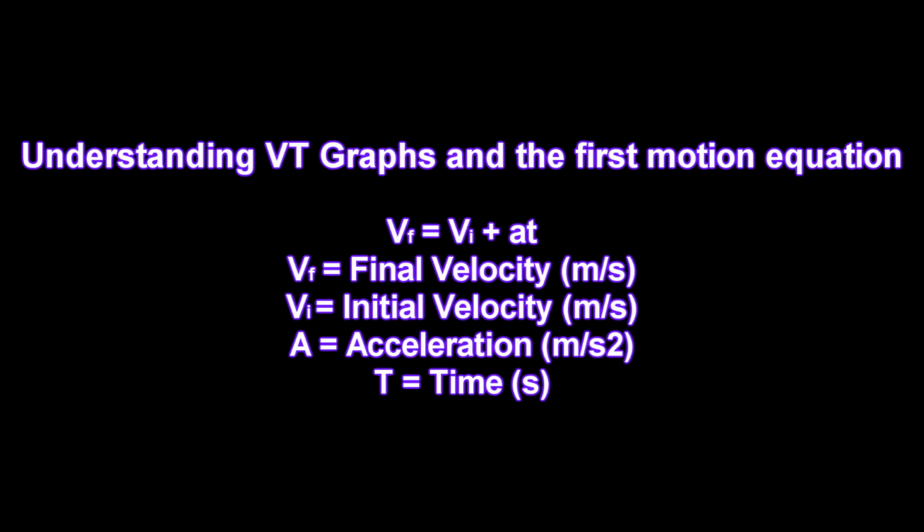Before this next clip starts, I just want to introduce the first motion equation that we use, which is VF equals VI plus AT, where VF stands for final velocity and is measured in meters per second, and VI stands for initial velocity, which also is measured in meters per second. A stands for acceleration, which is measured in meters per second squared, and T stands for time, which is measured in seconds.